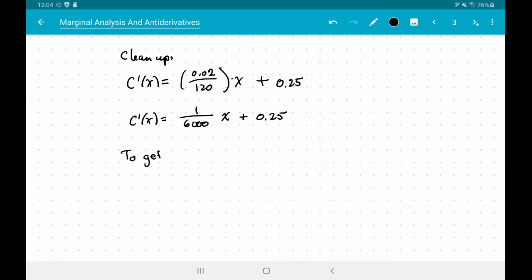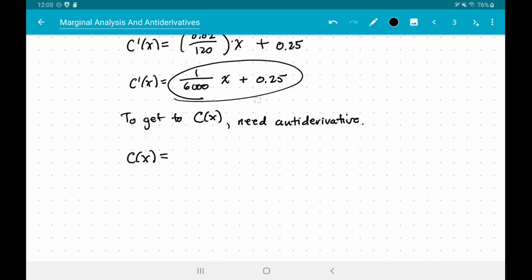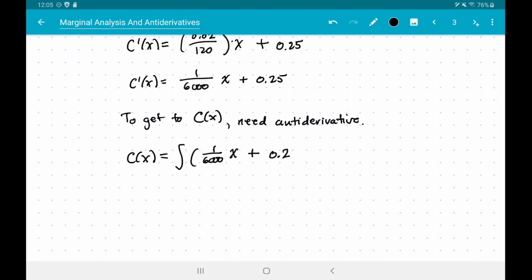To get to C of x, which is what the cost function is asking, we need an antiderivative. If C prime of x is this, then plain old C must be the antiderivative of that. So I'll write an indefinite integral of 1 over 6,000 times x plus 0.25.